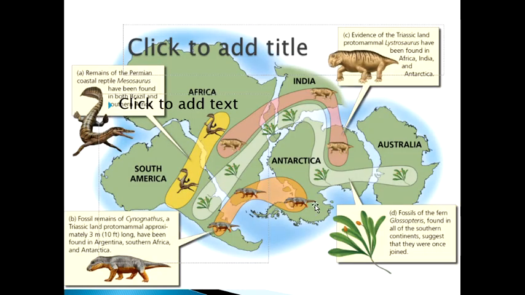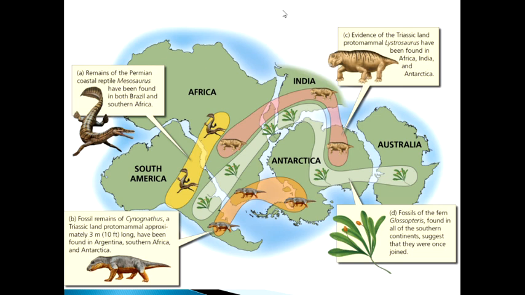Here's a better picture of the same thing with some more descriptive detail of these different beasts, Lystrosaurus, Cynognathus, Mesosaurus, and Glossopteris, and how, again, it's easier to imagine them all on one landmass that has then separated to where we find them separate today.